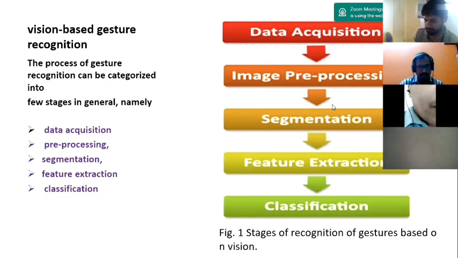Now, we go to the next stage, classification. It is the most important stage of the vision-based gesture recognition stages. Classification, what do you mean by classification? There are two types of classification. The first, supervised classification, and unsupervised.